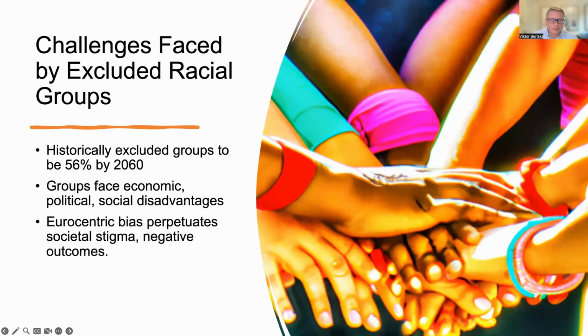By 2060, historically excluded racial and ethnic groups, including African Americans, Latinos, Asian Americans, and Native Americans, will comprise 56% of the US population. Despite their increasing numbers, these groups face significant economic, political, and social disadvantages. The social construction of race contributes to societal stigma and negative outcomes due to the prevailing Eurocentric bias. Let's talk about demographic and sociocultural experiences of these groups and factors that may impact a client's clinical presentation during assessment.